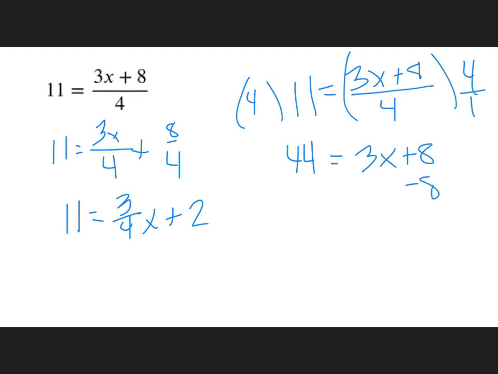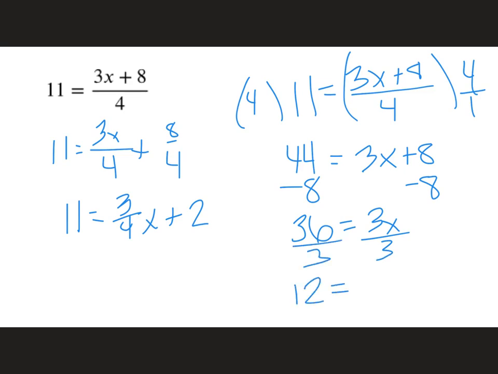I would prefer the 44 equals 3x minus 8 since there's no fractions. It would be just slightly simpler to solve, although really the difference is negligible.